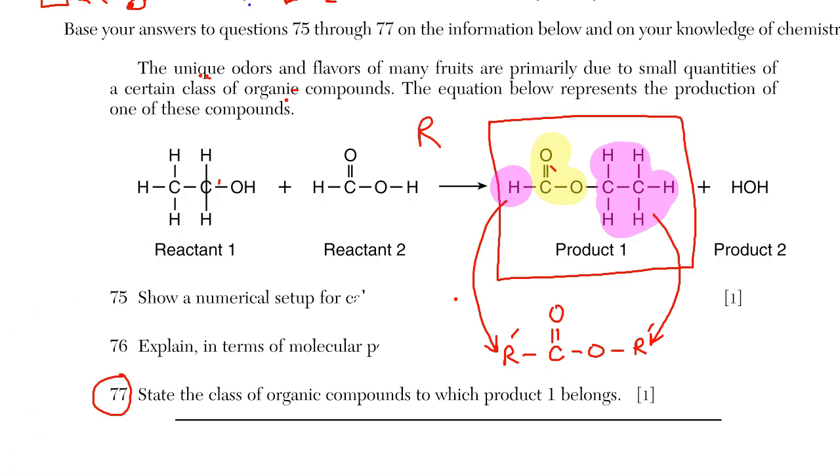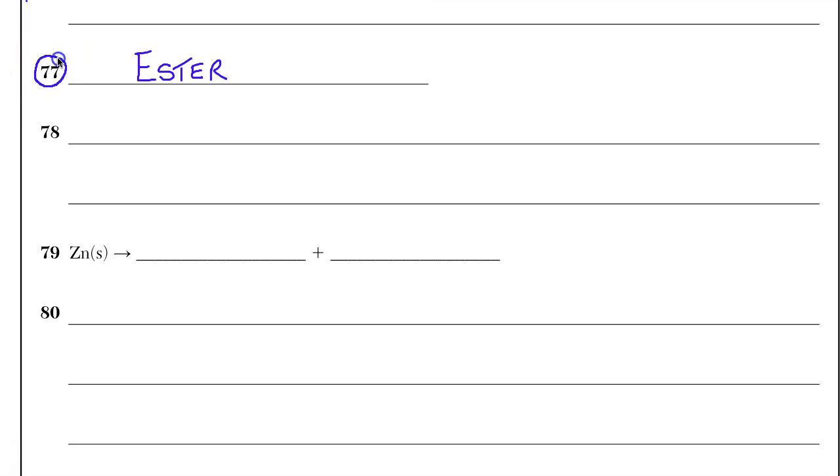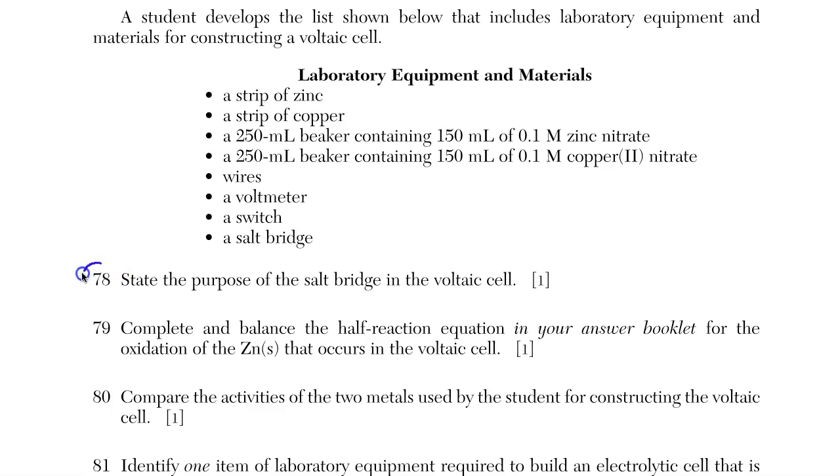Let's go to the answer booklet. So number 77 is ester or esters. Okay, and it's right from Table R. Number 78. So number 78, state the purpose of the salt bridge in the voltaic cell. Voltaic cell, Alessandro Volta, was the first person to make a battery.